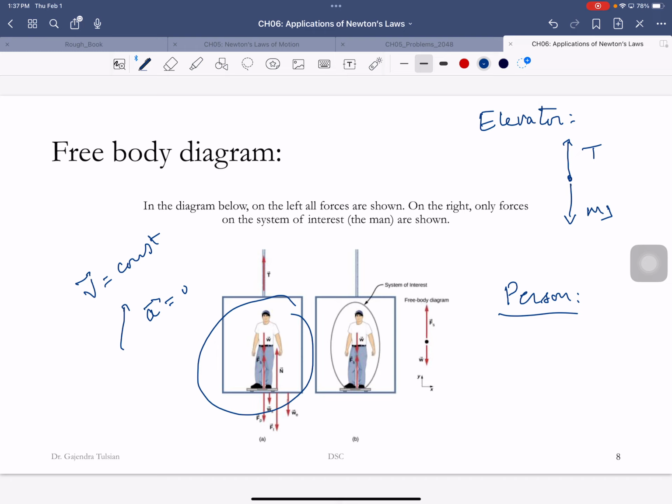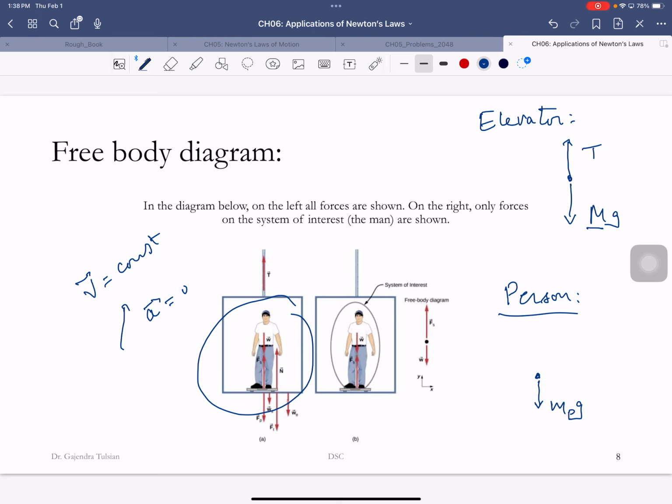What are we going to write the person as? A point object. What are the forces on the person? 1G either way. So let capital M be the mass of the elevator. Okay. So now for the person, gravity never quits.